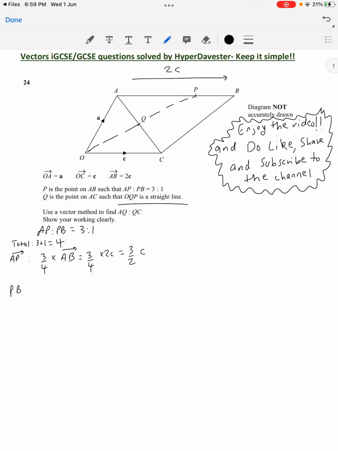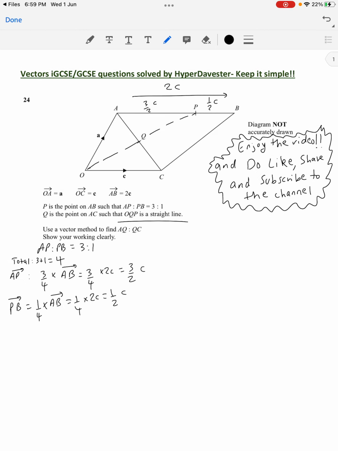Now PB, on the other hand, is a quarter of AB. Since the total parts are 4 and AB is given as 2C, a quarter of 2C will make it half C. So we have found AP, which is 3/2 C, and we found PB, which is half C. Now that's straightforward, so we're going to keep it simple.